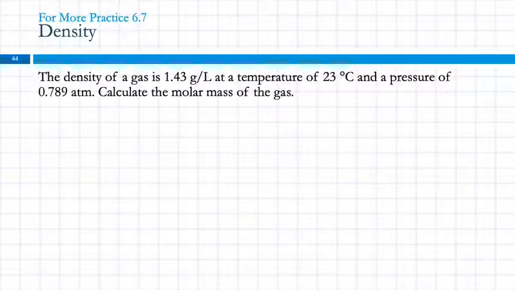4.91 grams per liter. Okay, so here's one where they're giving us the density and asking us to calculate something else. The density of a gas is 1.43 grams per liter at a temperature of 23 degrees Celsius and a pressure of 0.789 atmospheres. Calculate the molar mass.